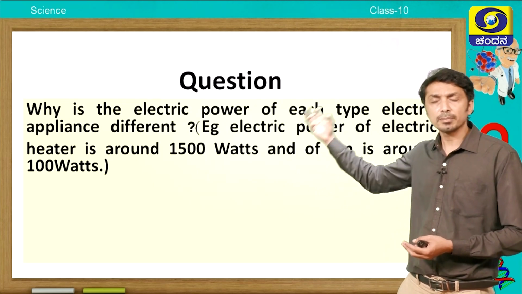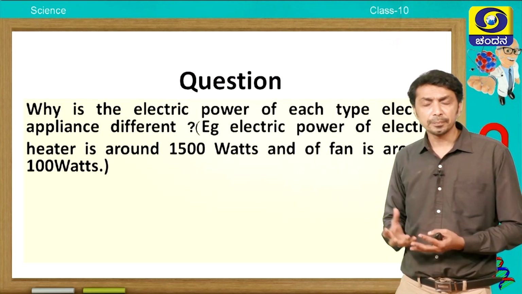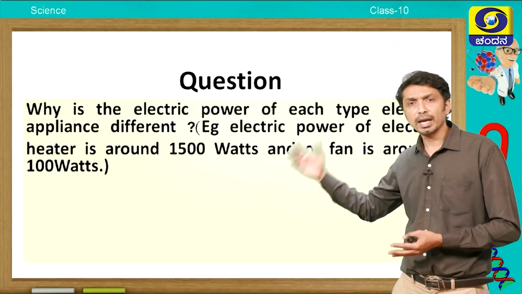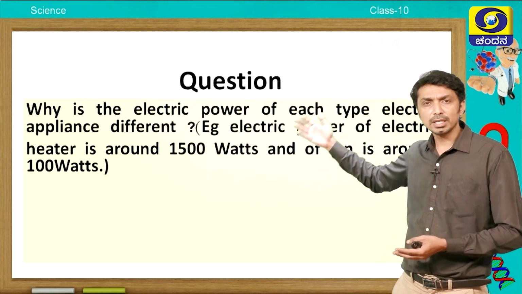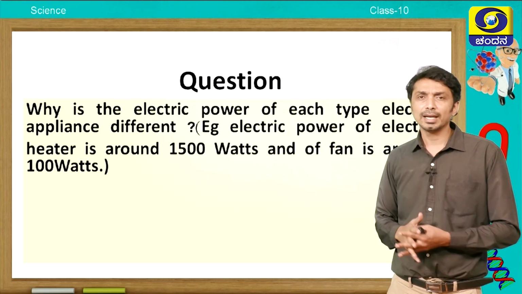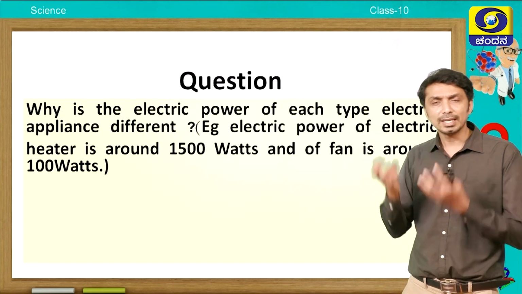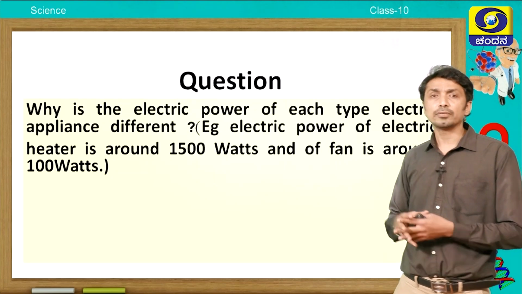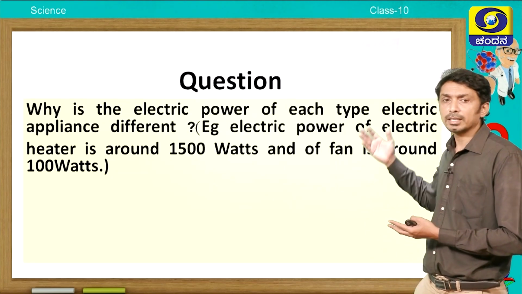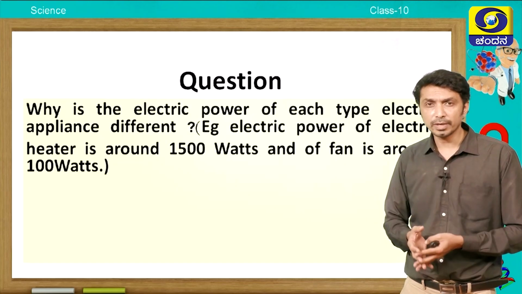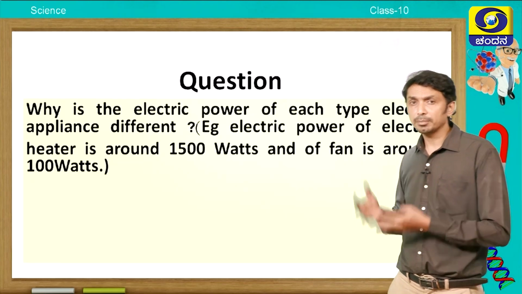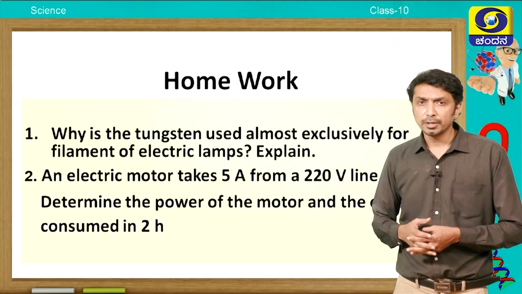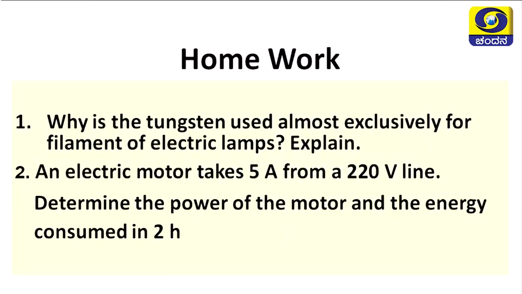And also they are made up of different materials which have different resistances. So therefore, if you compare a fan with an electrical heater, you will see that a fan is a lower power electrical appliance because it uses a lesser amount of electrical energy. So its electrical power is less. Whereas the electrical heater or electrical iron box utilizes a huge amount of electrical energy, therefore its electrical power is very high. So children, based on what you have learned, try to solve these questions.